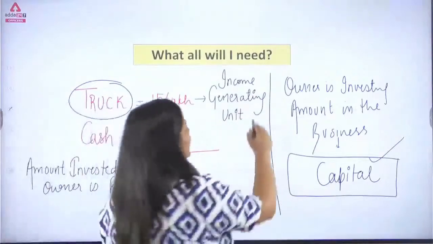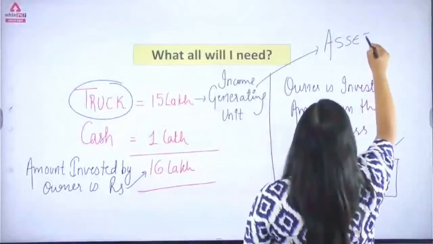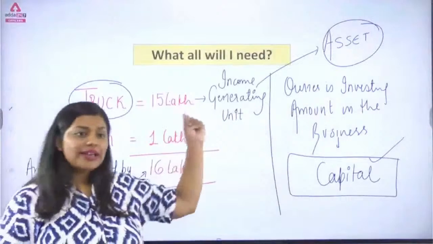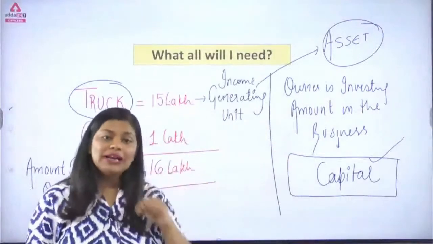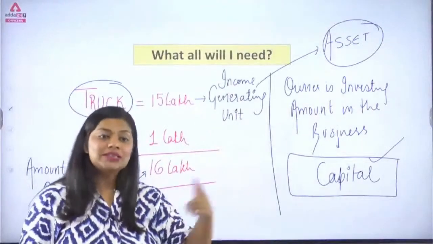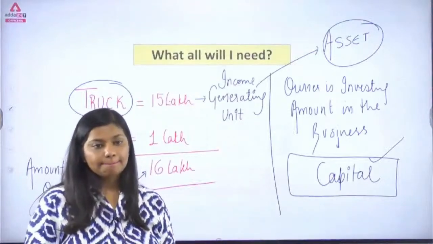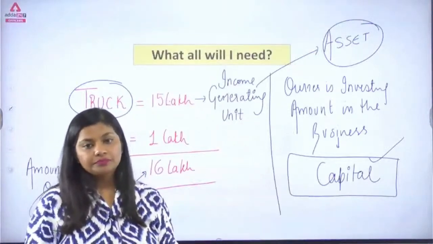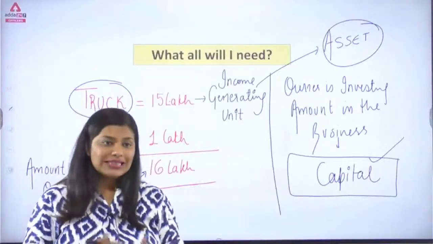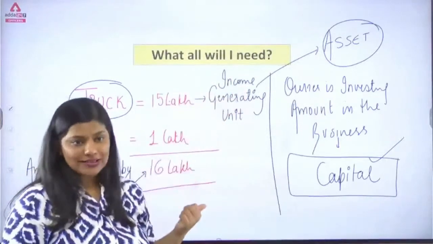Now, any unit in the business that is giving you income is called an asset. In my business, this truck is giving me income. That is why I am calling the truck an asset. In a bank, the loans are income generating units. That is why the loans given to the customers are called assets. Is it clear? So what is an asset? Any income generating unit in the business will be called an asset.